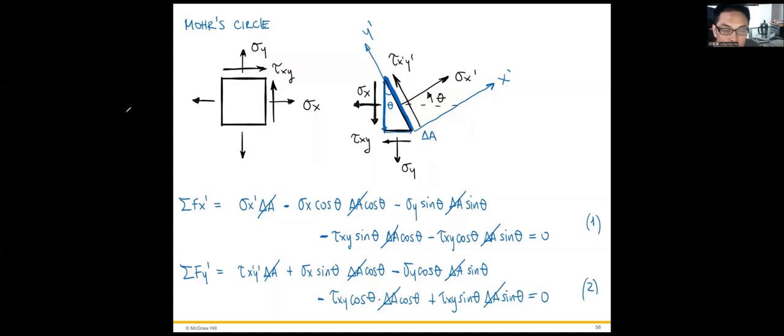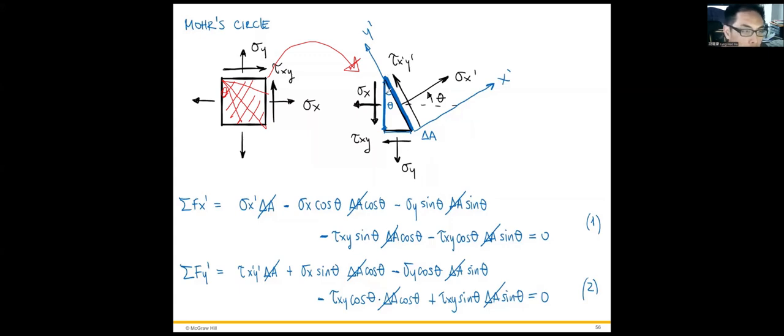Okay, so if we look into an infinitesimal element with the normal stress and the shear stress applied to it, and we cut through at any angle, I mean, we slice this infinitesimal element at a specific angle, this way or this way or this way, it doesn't matter. Then we can analyze the stress distributed on this element with a different coordinate system.